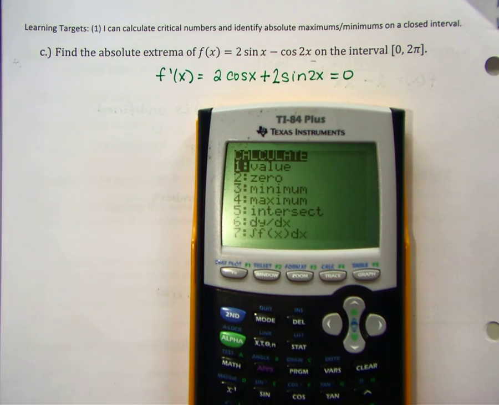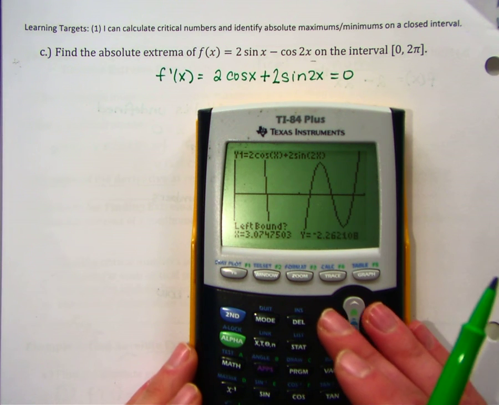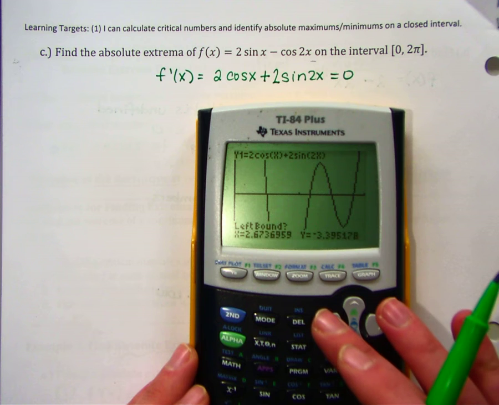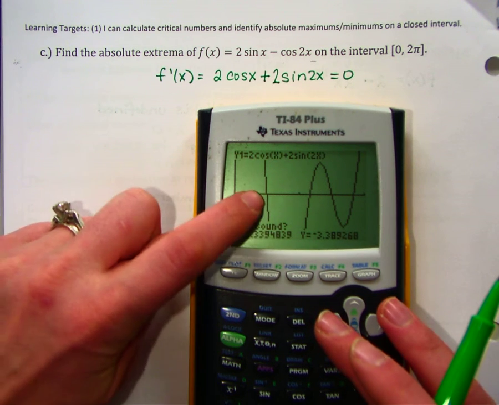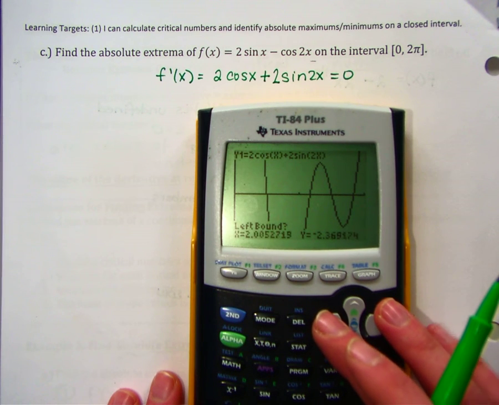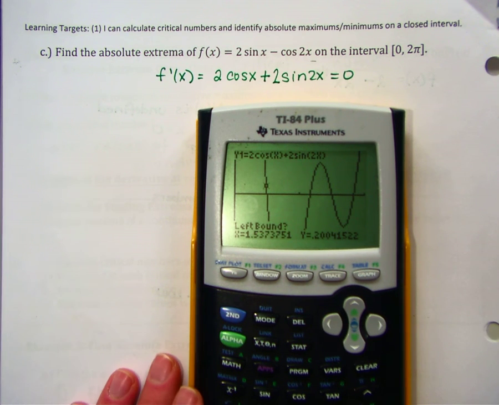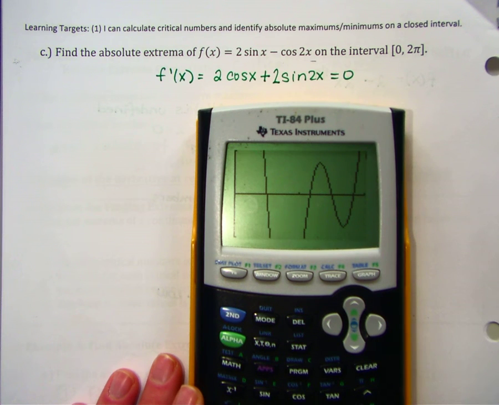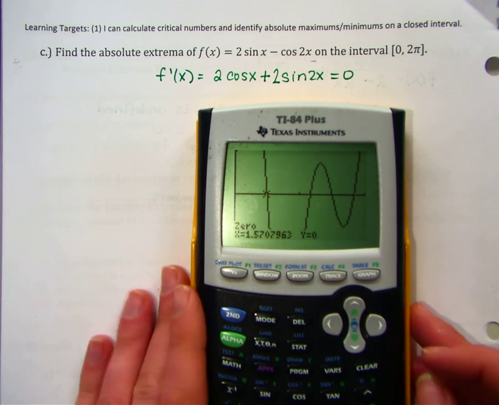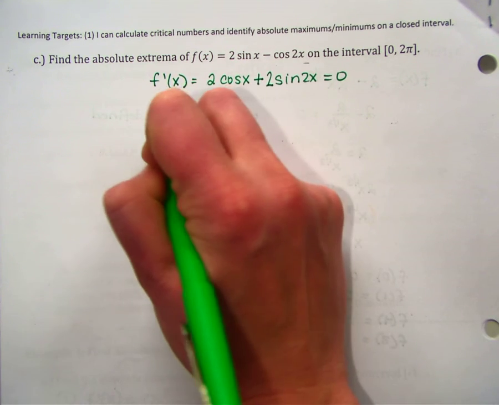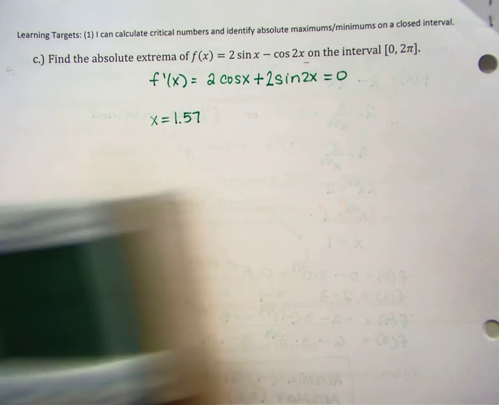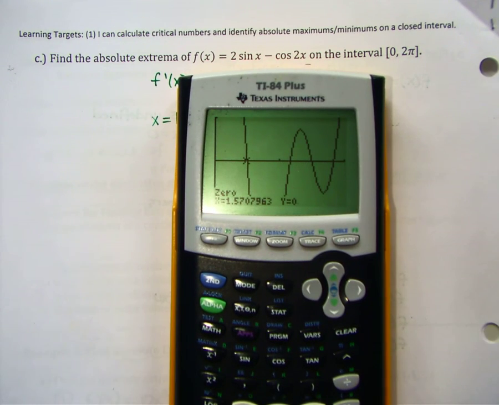Right? I can go ahead and calculate my zeros. Gotta move my bounds around. Let's see where I'm at. I'm trying to find this very first one on the far left. There it is. So I am to the left of where I think the 0 is, and now I'm to the right. I've moved past it, and I'll press enter, and I'll get 1.57. So my critical number is at 1.57. Perhaps you notice that that's pi over 2.